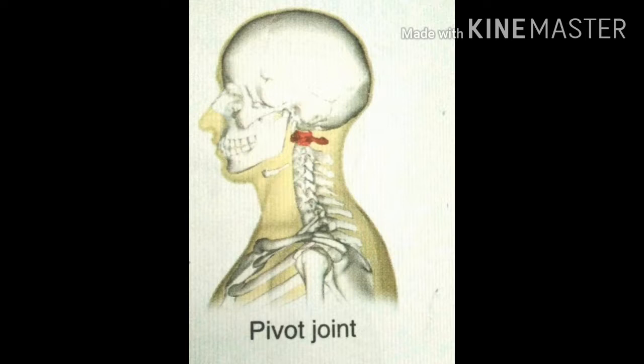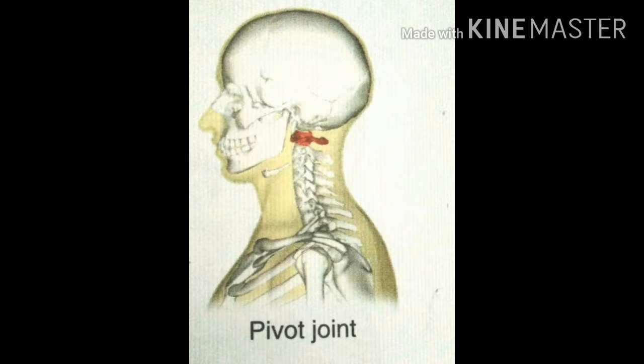This pivot joint allows our head to move sideways, upward and downwards. In a pivot joint, the rounded structure of a bone fits into the ring formed by the other bone.